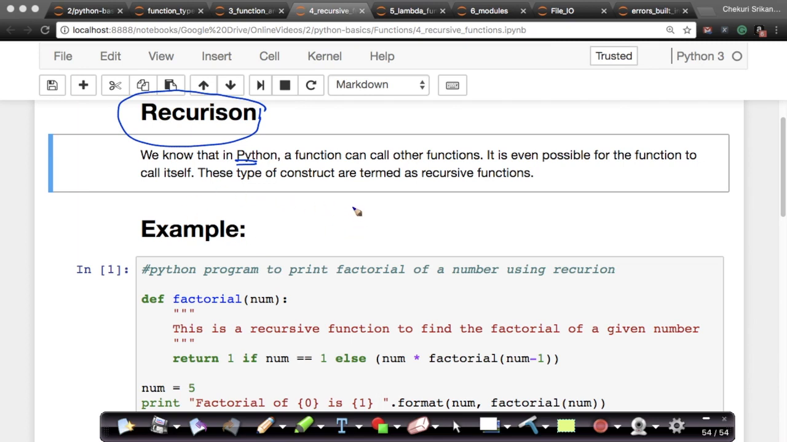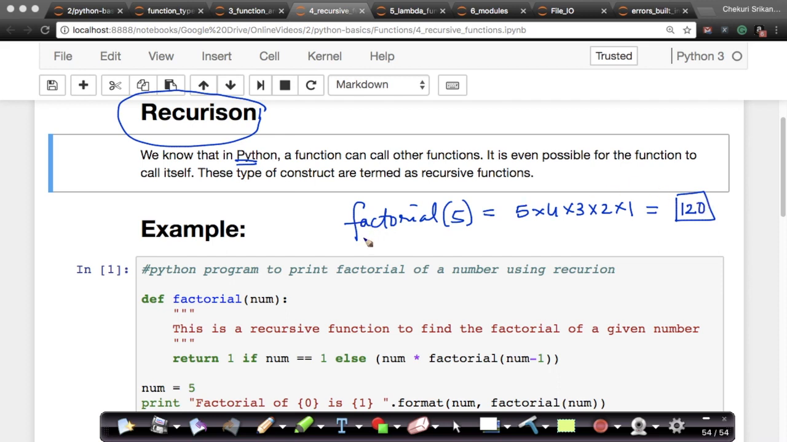For those of you who don't know what a factorial is, let's say I say factorial of 5. What it means is you multiply 5 with 4, with 3, with 2, and with 1. Whatever value you get here is called the factorial of 5. Factorial of 5 is 120.